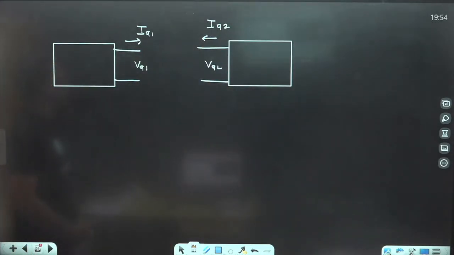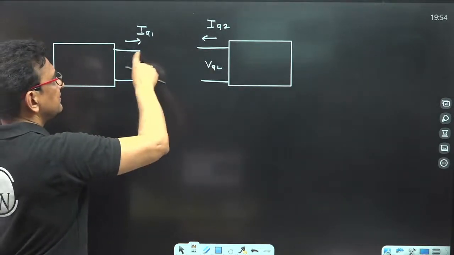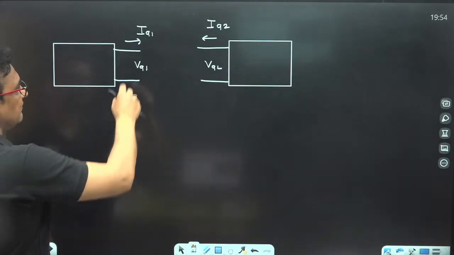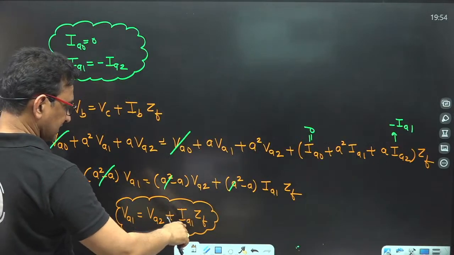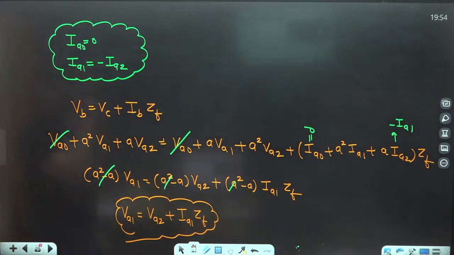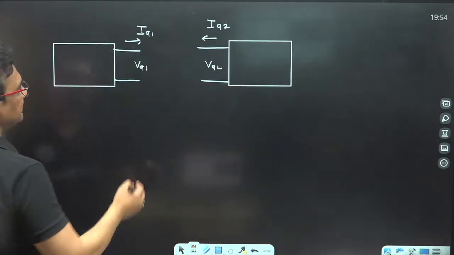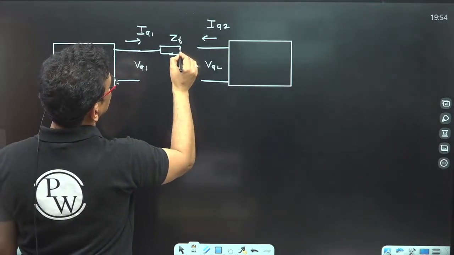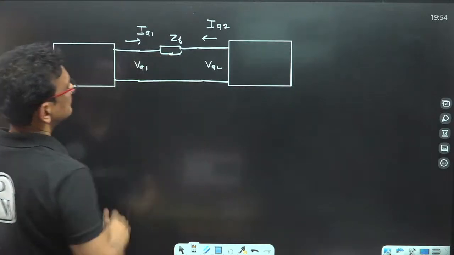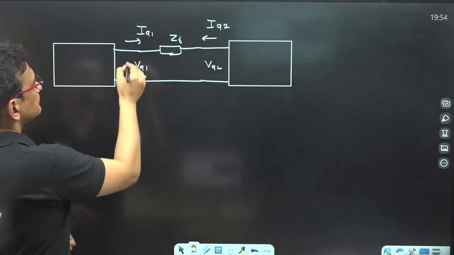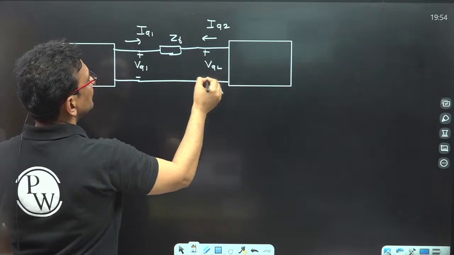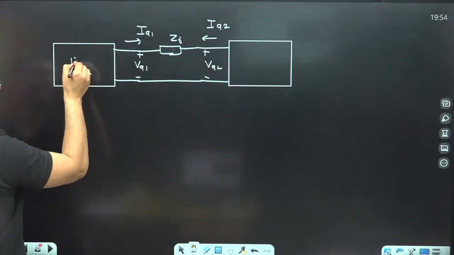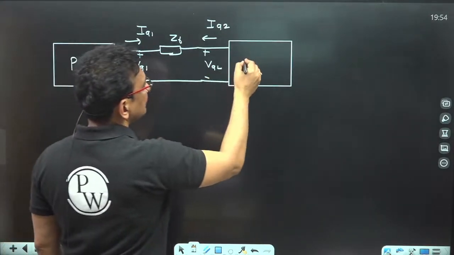So IA1 equivalent to minus IA2 means this will be connected, but VA1 is VA2 plus IA1 into ZF, which means there will be an impedance of ZF here. Connect the positive sequence and negative sequence network through a ZF. So VA1 will be equivalent to VA2 plus IA1 into ZF.